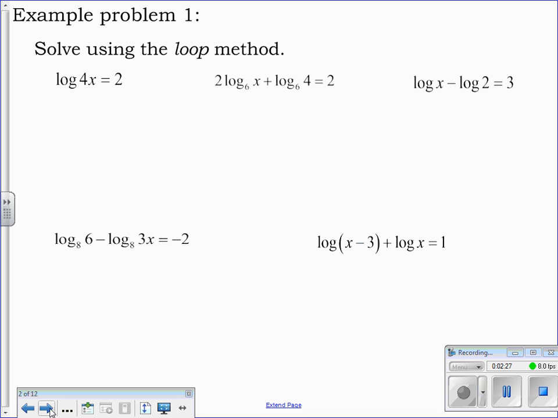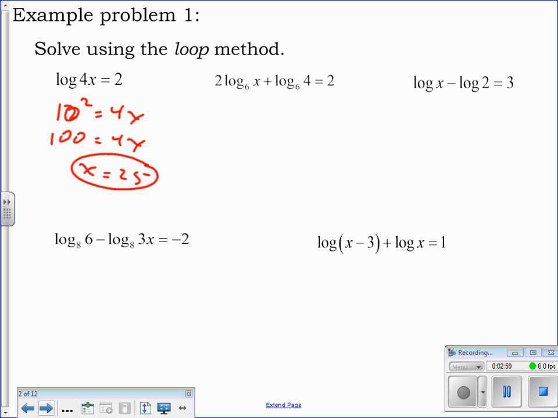So, solve using the loop method. We've done this. Looping is taking it and rewriting it in exponential form. Now, first one, log of 4x equals 2. When I have the log with no number on it, that's the common logarithm. What's our base? 10, base 10. So this means 10 to the second power is equal to 4x. 100 equals 4x. Divide by 4, x equals 25.